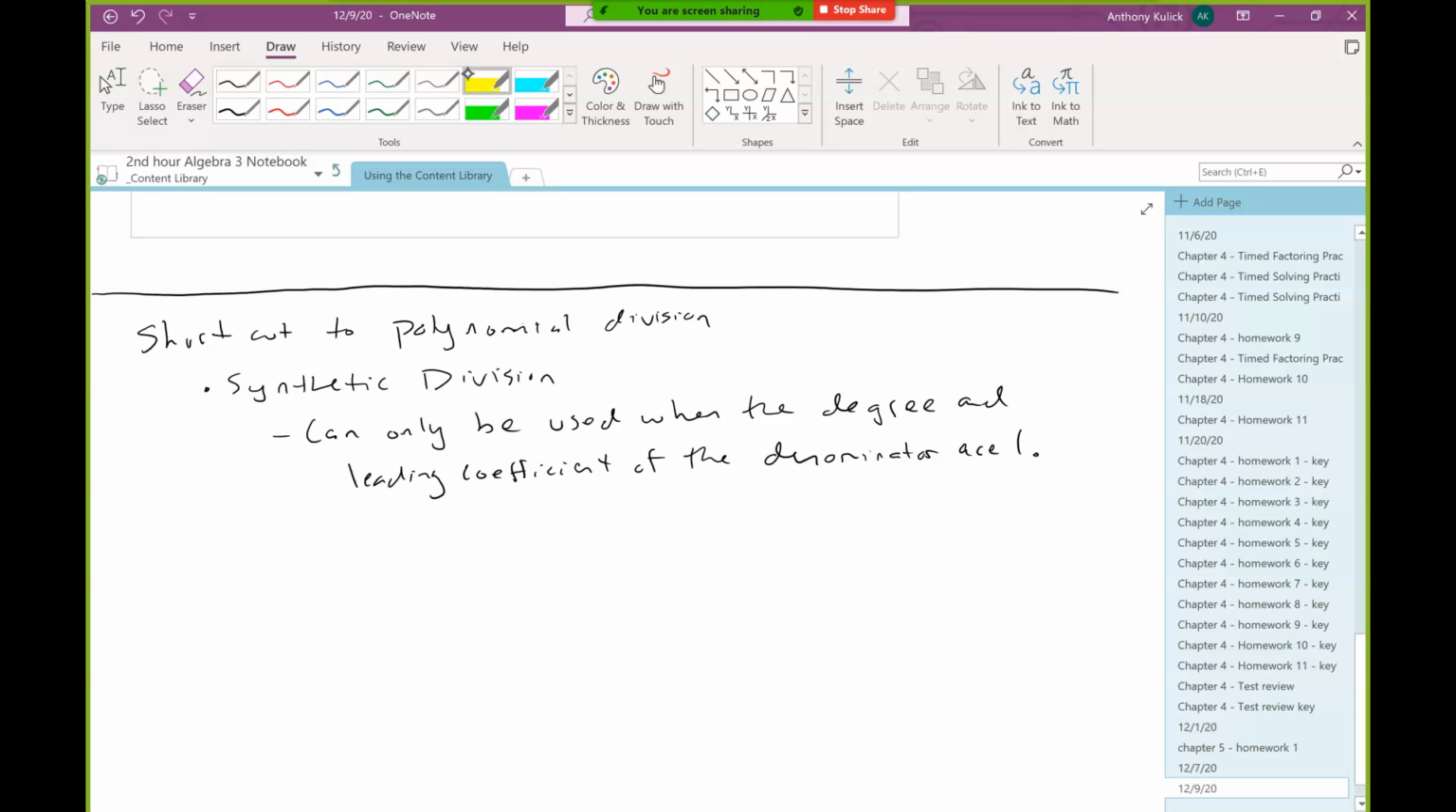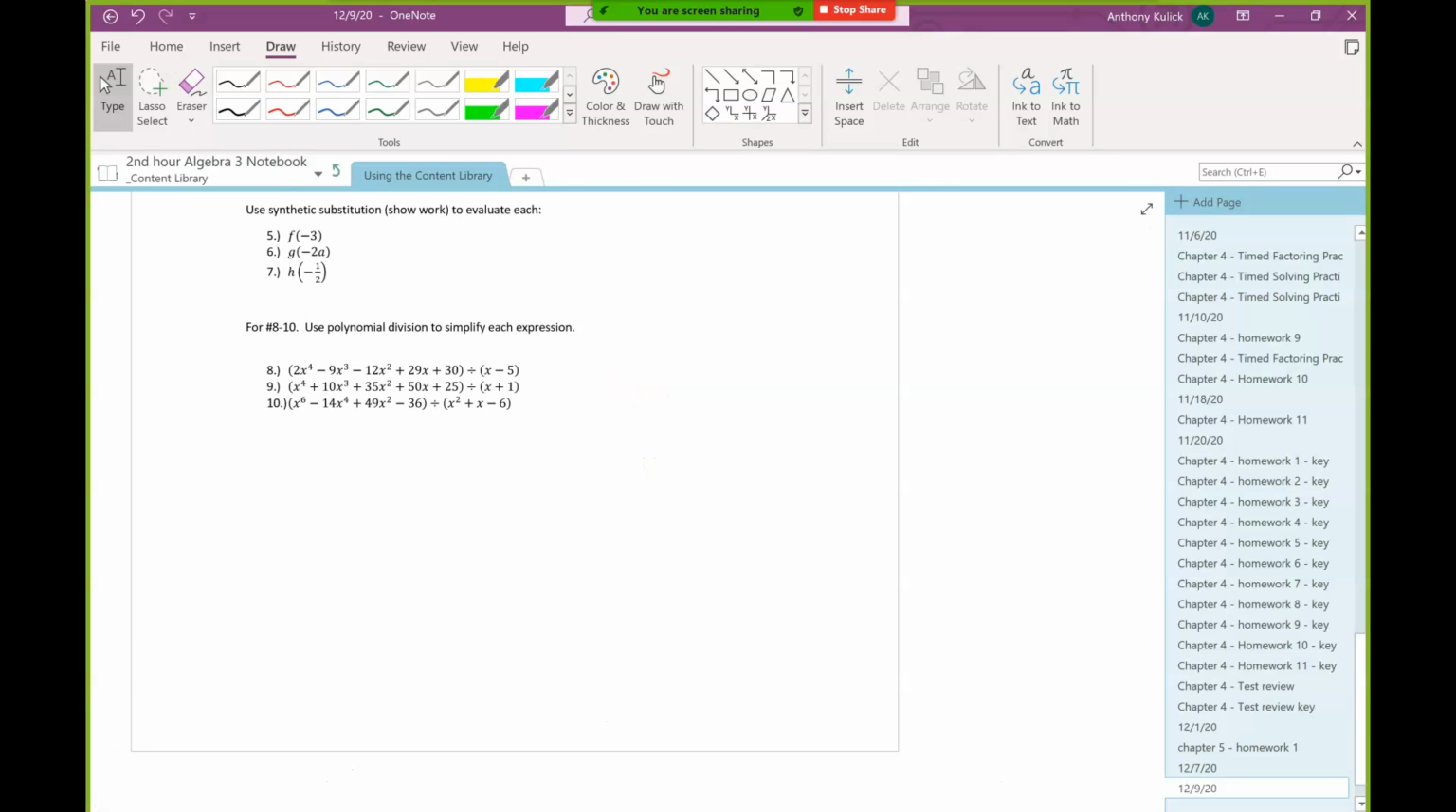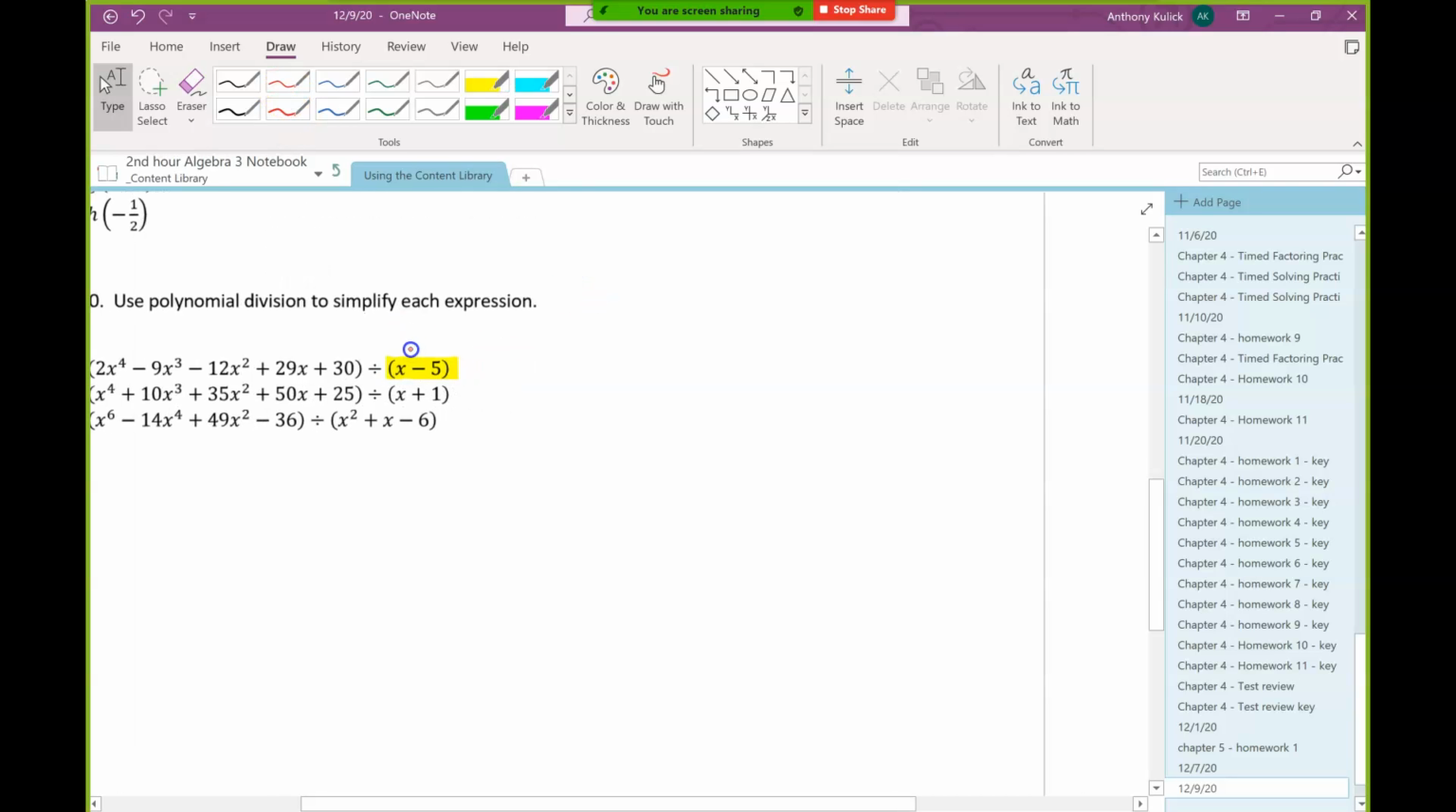So what does that mean? If we go back and look at the homework from last night, we had 3 polynomial division problems. The divisor is the second number. On the first, the leading coefficient on x minus 5 is 1, and its degree is 1, so I could do synthetic division on this problem. On the next one, the divisor is x plus 1, so the leading coefficient is 1, and the degree is 1, so I could do synthetic division on this problem.